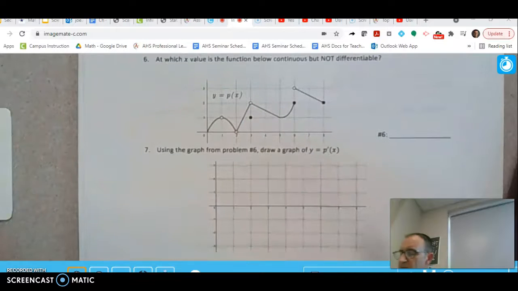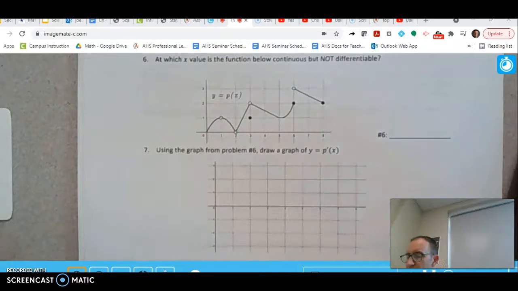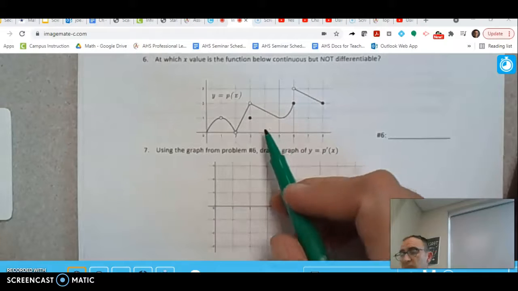So remember that continuous means that three things have to happen. The limit of the function has to exist. The function has to have a value at that spot, and then the limit of the function and the value of the function have to be equal.